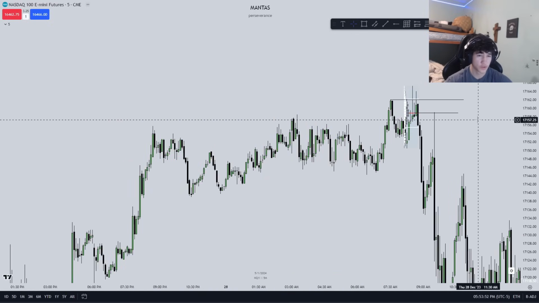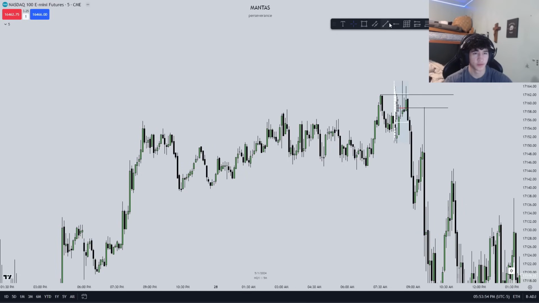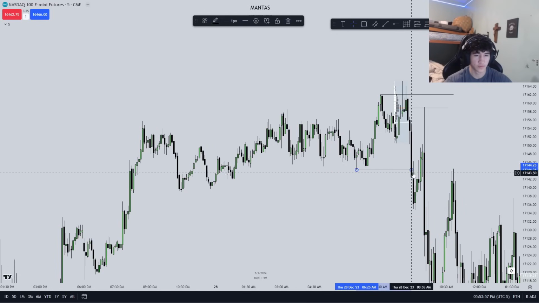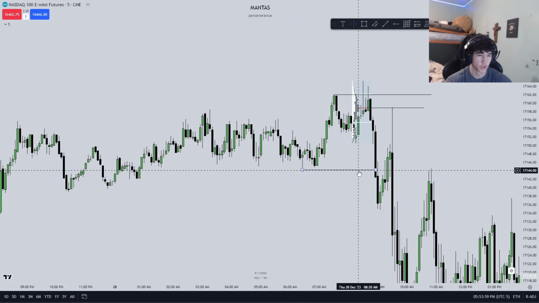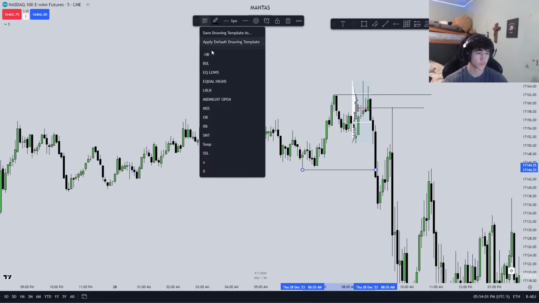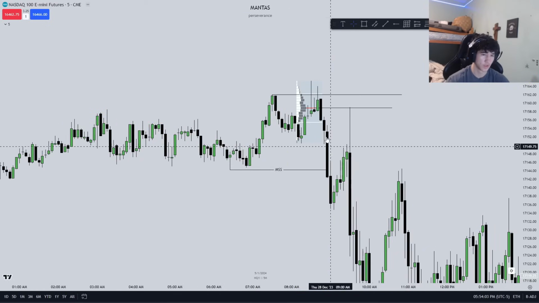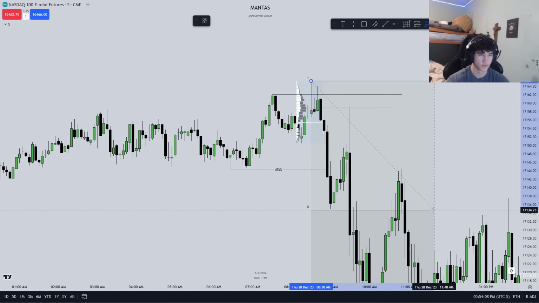So, I definitely think I would take this play. I'm not capping or anything. We go lower, we shift market structure with this low right here. I'll show you real quick. Shift market structure, come back, we shift lower. I'd mark out my standard deviation levels right here.